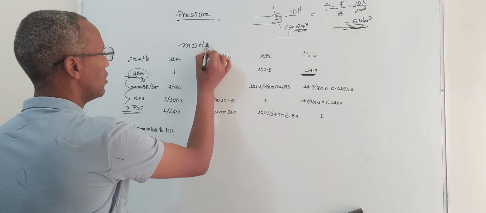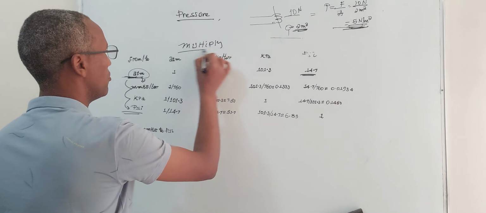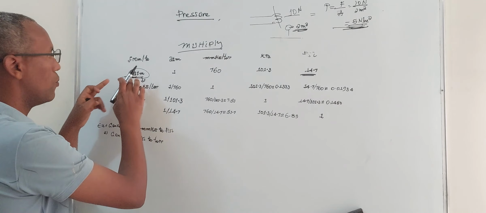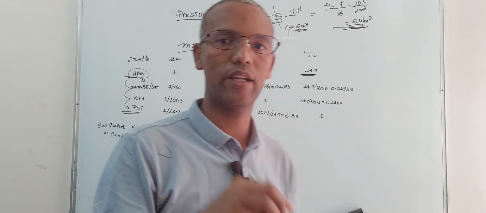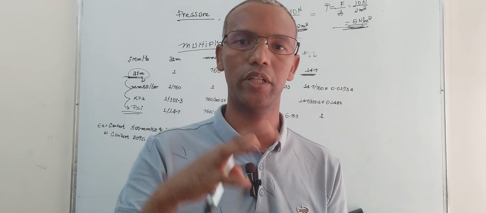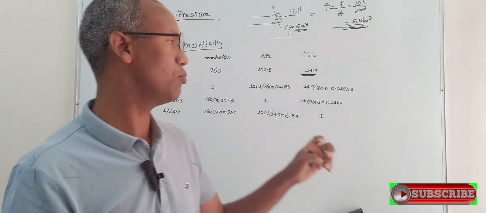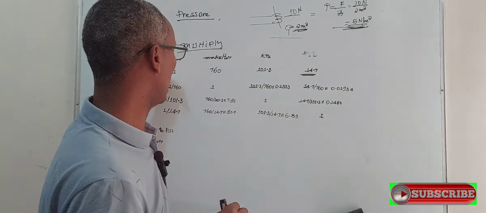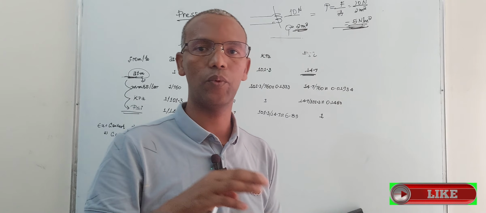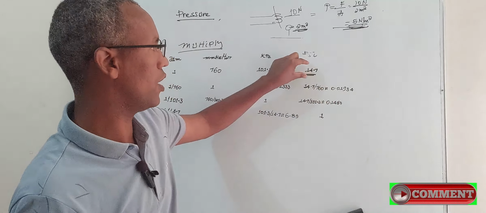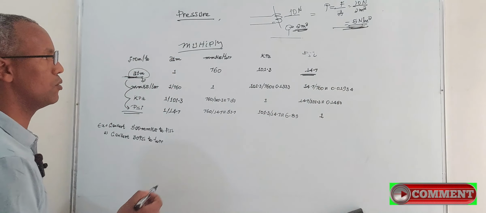Okay, you multiply one atmosphere, the given value, with the target value. You need to multiply the given value with the target value. Okay, that is what you need to do basically.